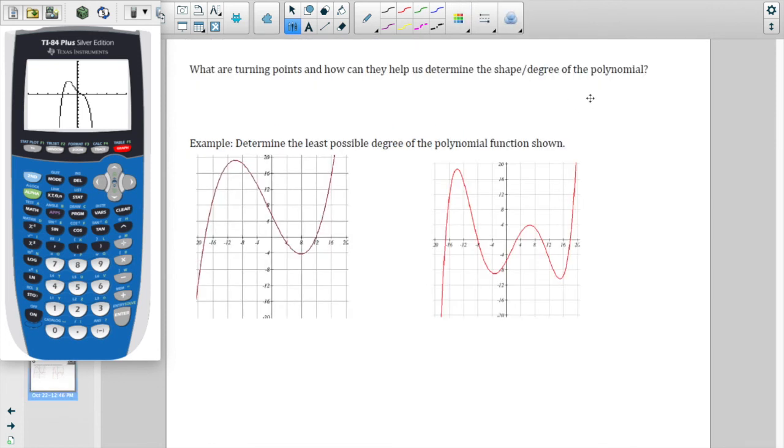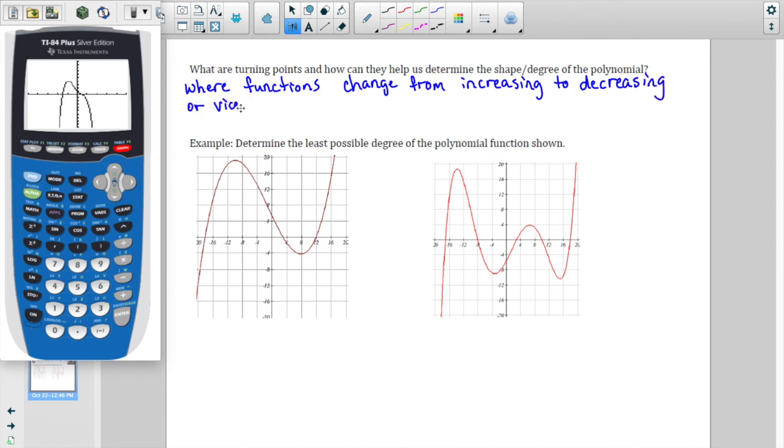So this next question says, what are turning points? Well, it's just like it sounds. It's where a function goes from one direction to another. And how can they help us determine the shape or degree of the polynomial? So first I'll answer that first question. It's where functions change from increasing to decreasing, or vice versa, because it can be the other way, go from decreasing to increasing. So that's how we can tell where there's a turning point.